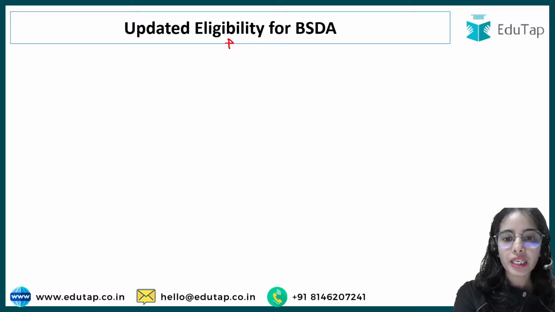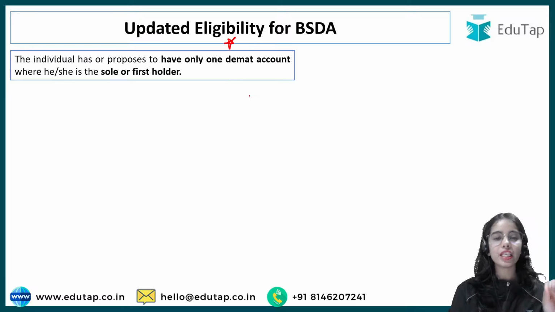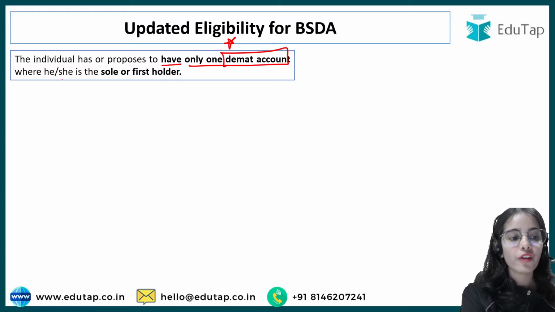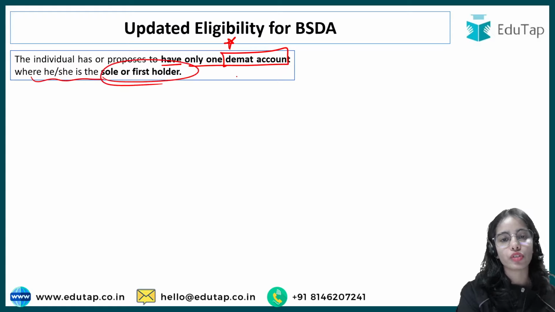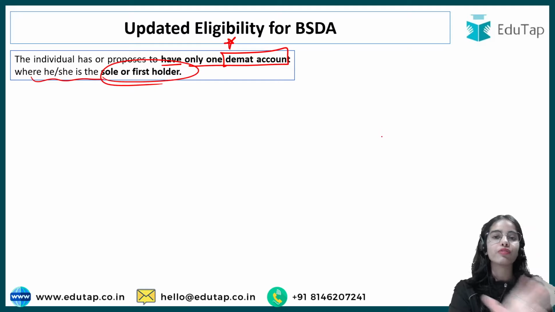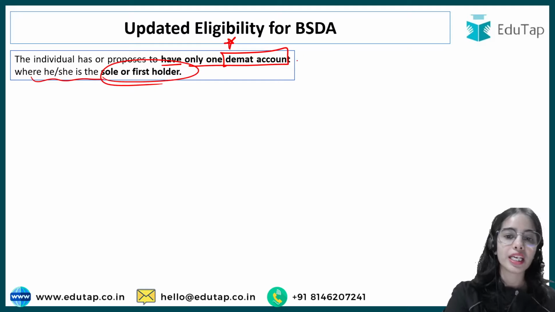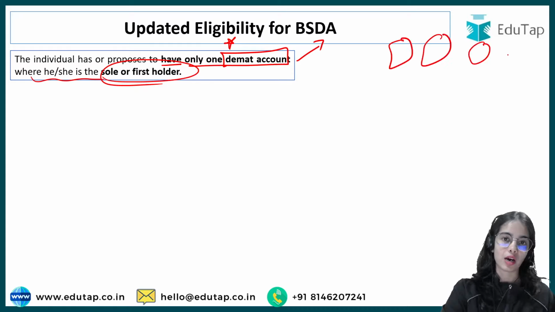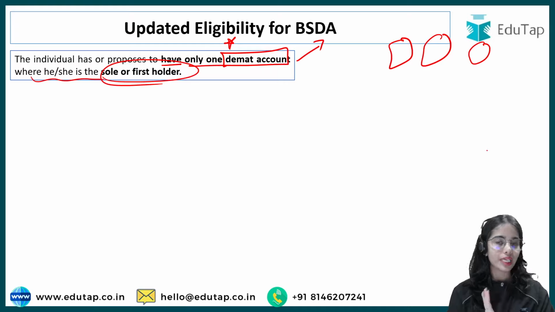So the eligibility for the BSDA, first of all, the individual has or proposes to have only one demat account where he or she is the sole or first holder. So if you have only one demat account as the sole or the first holder, then only you are eligible for the BSDA. It should not be that you have 5 or 6 demat accounts. Then you will not be eligible for BSDA, okay? So you should have only one demat account where you are holding the securities, okay?